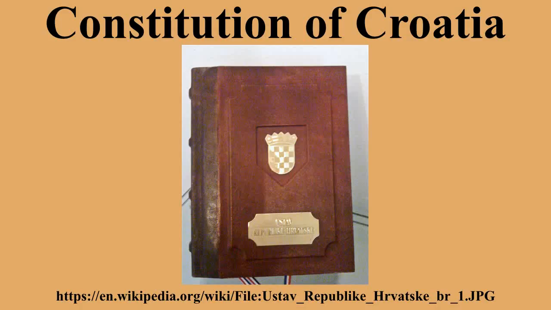All are equal before the law regardless of race, color, gender, language, religion, political or other belief, national or social origin, property, birth, education, social status or other characteristics. Article 21 states that every human being has the inalienable right to live, thus there is no capital punishment in the Republic of Croatia. Entrepreneurial and market freedom is the basis of the economic system. In this chapter, the Croatian National Bank is defined as the central bank which is independent in its work of monetary policy making and responsible to the Croatian Parliament.